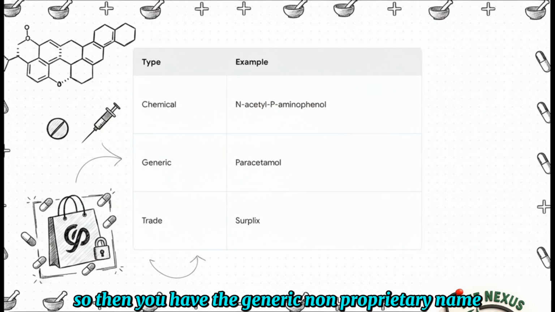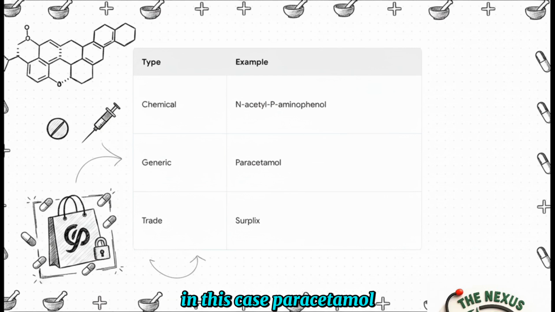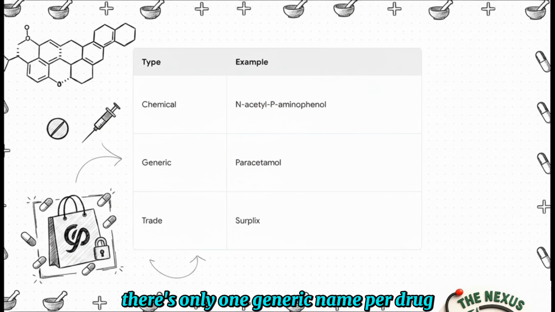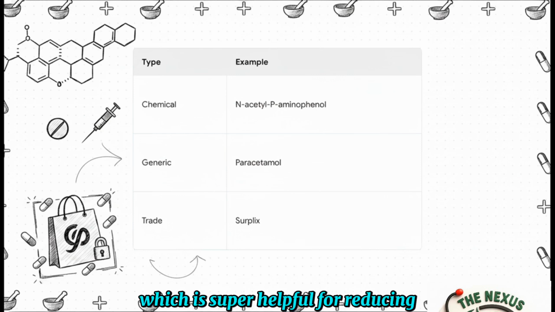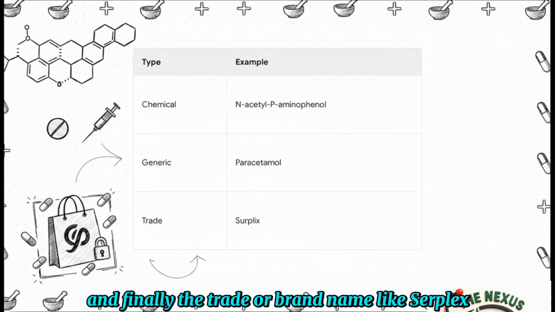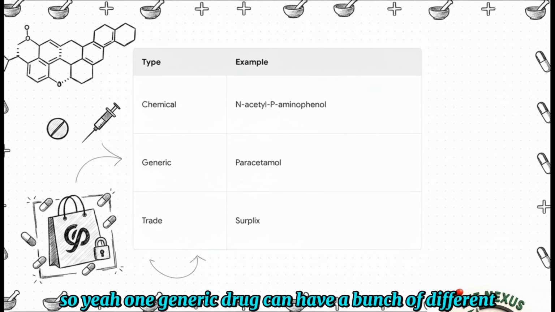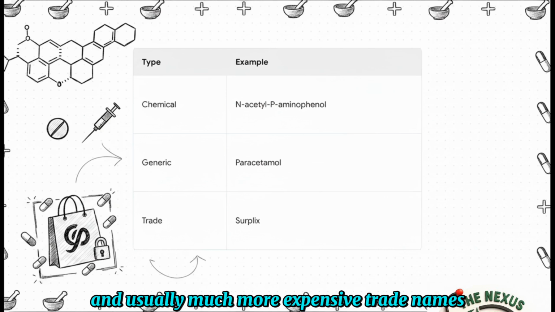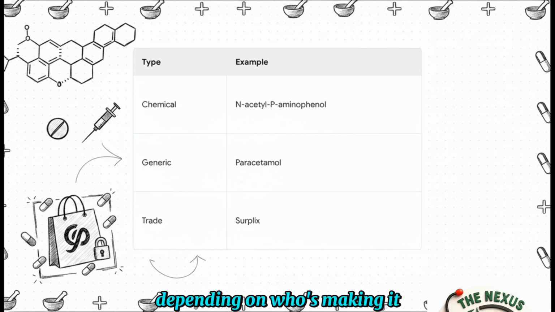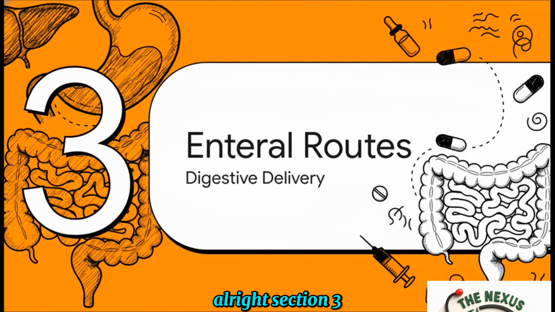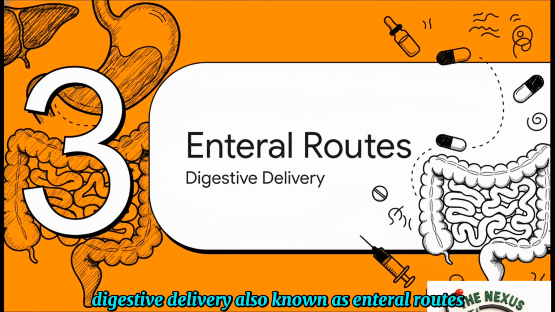So then you have the generic, non-proprietary name, in this case, paracetamol. There's only one generic name per drug, which is super helpful for reducing prescription errors. And finally, the trade or brand name, like Cerplex. This one is copyrighted by the manufacturer. So yeah, one generic drug can have a bunch of different and usually much more expensive trade names depending on who's making it. All right, Section 3, digestive delivery, also known as enteral routes.